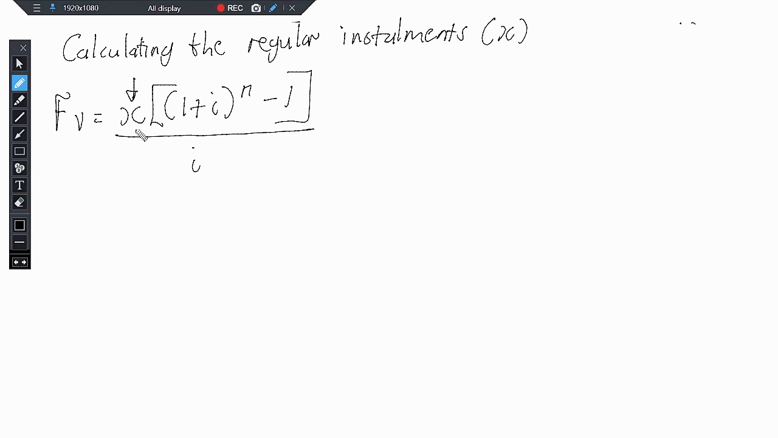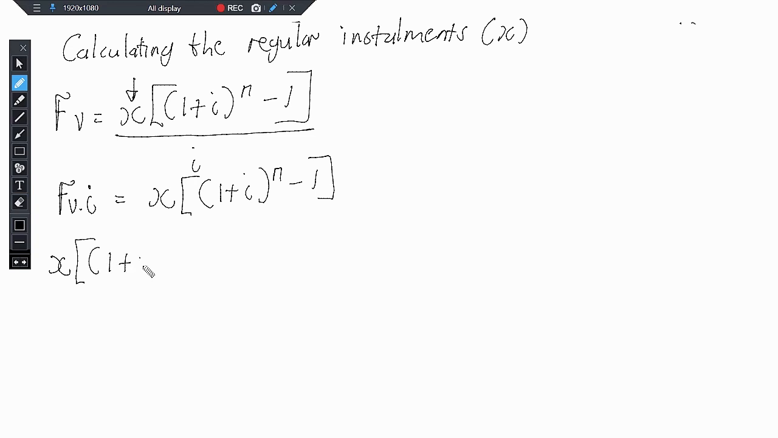Provided that you want to make X the subject of the formula, the first thing you have to do is take the future value, multiply it by the interest, and then this side you still have that. At this point, because I want X to be the subject of the formula, I can just swap this formula here and take this over to this side. Remember, I'm not transposing, I'm simply swapping the positions, so no signs will change. Then future value multiplied by the interest.